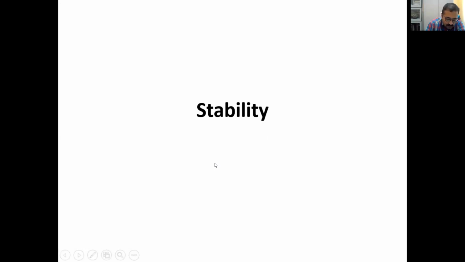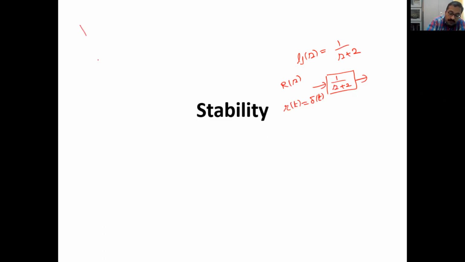Suppose we have a system G of S, say G of S is equal to 1 divided by S plus 2. I am giving an impulse input to the system. So my R of T is delta of T. I am giving a unit impulse input. A unit impulse exists only at T equal to 0, and everywhere else it is 0. It exists only for that particular time instant.